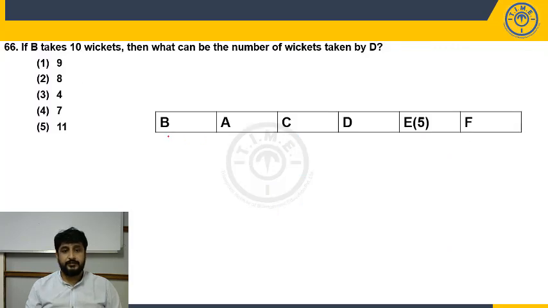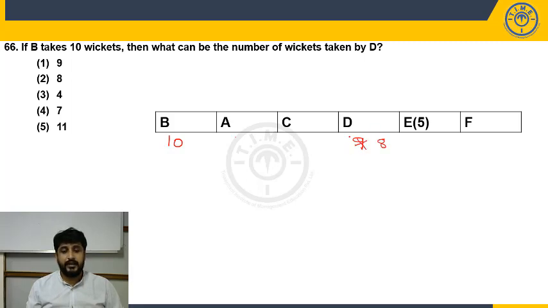If B takes 10 wickets, then what can be the number of wickets taken by D? You know very clearly each of them has taken a different number of wickets. Let's check each possibility. First option, 9. If D has taken 9, what about A and C? B is 10, the highest. So D cannot be 9.